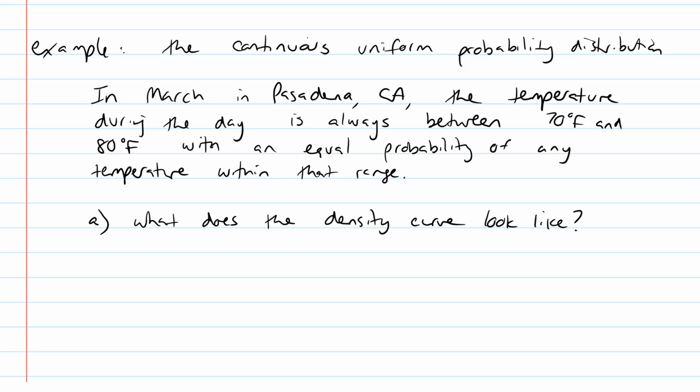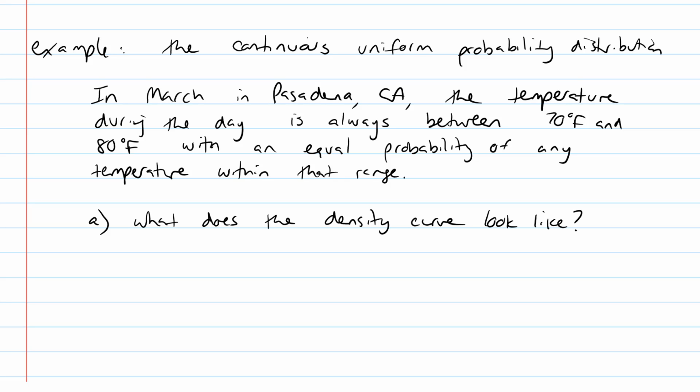Good afternoon, everyone, and welcome to section 5.1 and an example. In this section, we're looking at continuous random variables, and we're going to do the following example. This example involves the continuous uniform probability distribution.